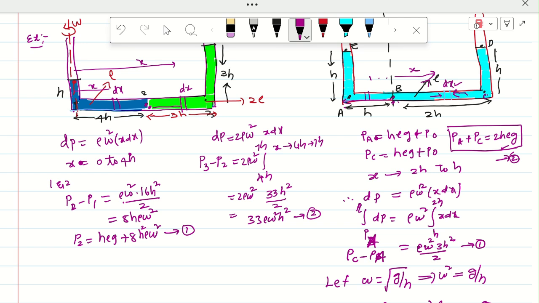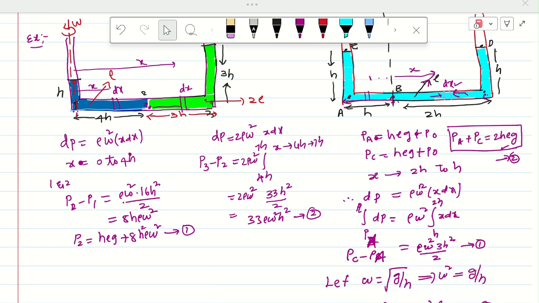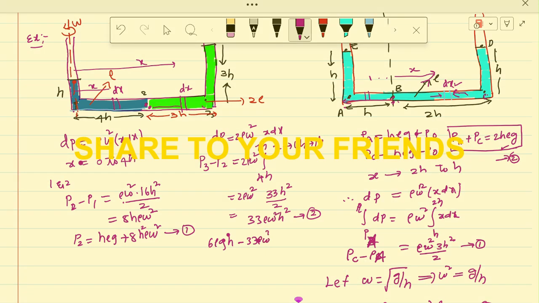And here P3 is equal to 3h rho g. Adding that, P3 is equal to 2 rho into 3h, that equals 6 rho g h minus 33 rho omega square into h square, which is equal to P2. So this is equation 3.